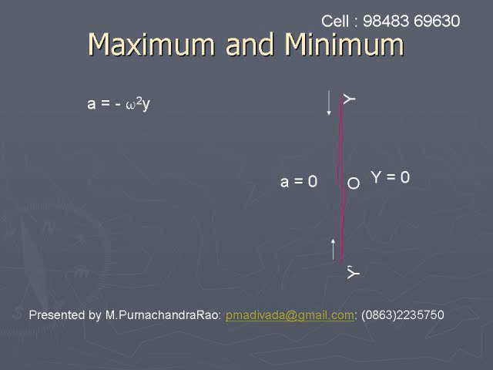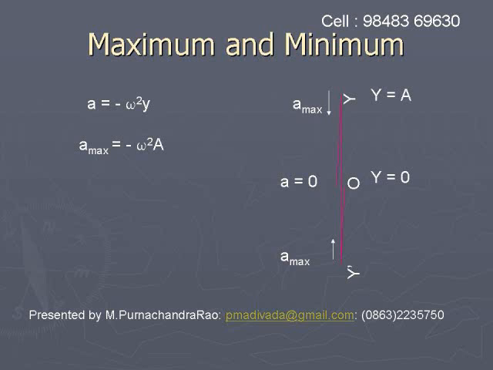Maximum and minimum values of acceleration. The relation for acceleration is a equal to minus omega square y, where y is the displacement and omega is angular frequency. So acceleration depends on y because omega is a constant. When y is minimum, acceleration is minimum, and when y is maximum, acceleration is maximum.